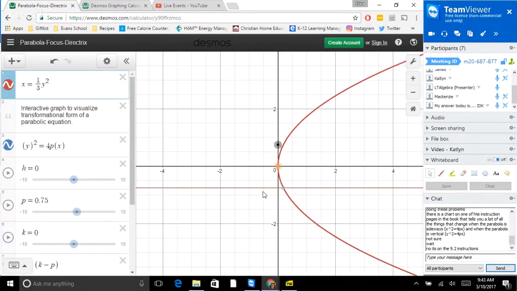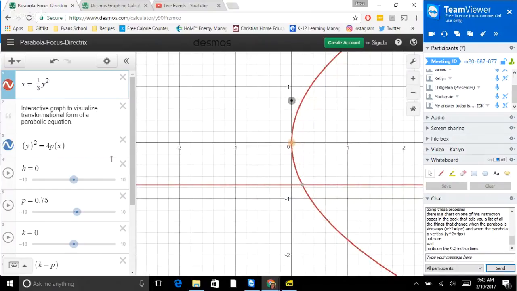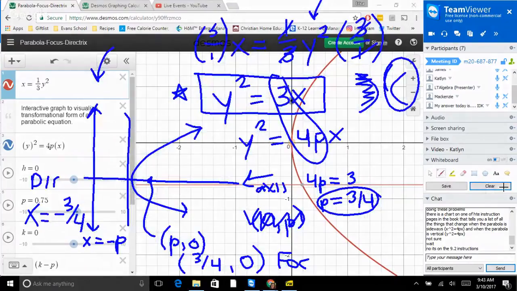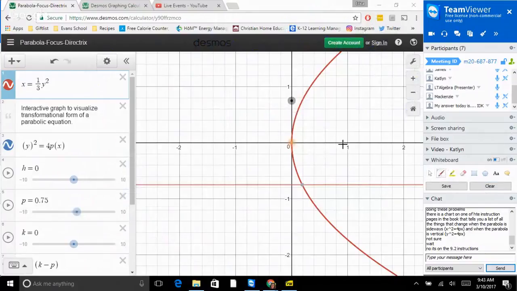But we don't need Desmos to tell us, right? We know that our directrix is at 3/4. So it would be like here-ish. And our focus is right here at 3/4, 0, and our directrix is somewhere over here at x equals negative 3/4. Cool.